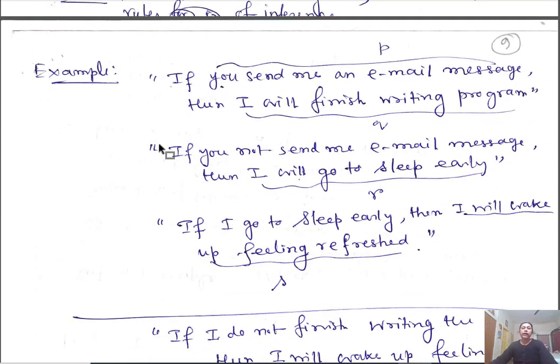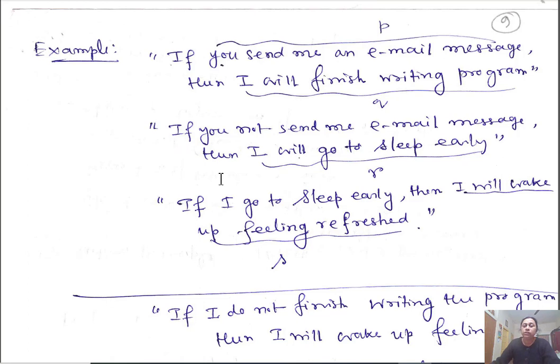Okay. So here I have one argument, and I have to check whether this argument is valid or not. In English words it is written. So your first job will be to convert it into symbolic form, and then apply the rules of inference to check the validity of the argument. Here you are given: if you send me an email message, then I will finish writing the program. If you do not send me an email message, then I will go to sleep early. If I go to sleep early, then I will wake up feeling refreshed.